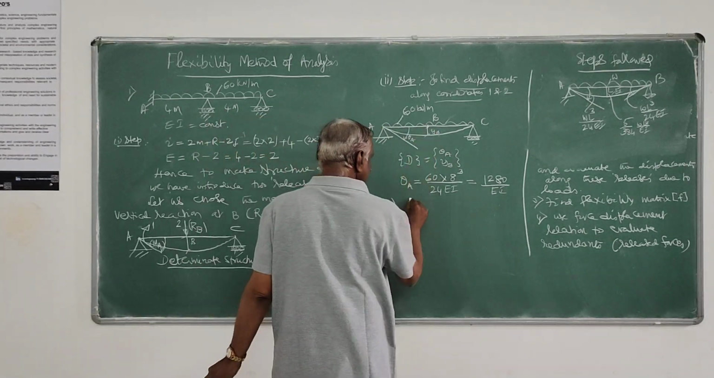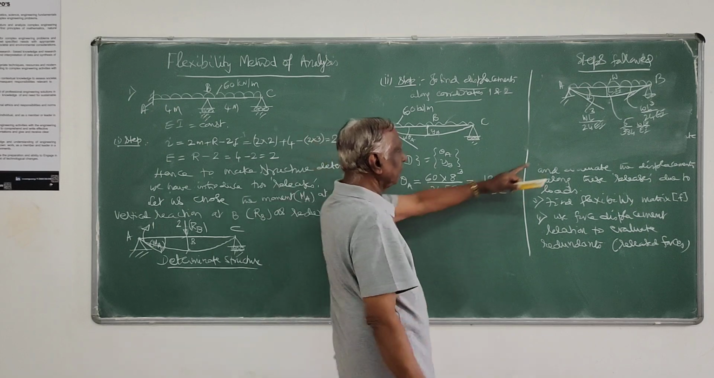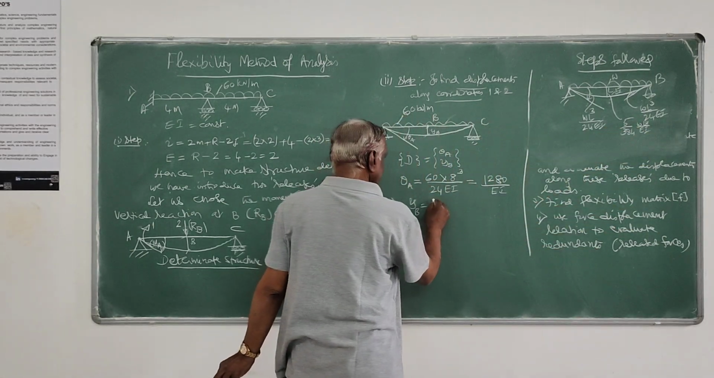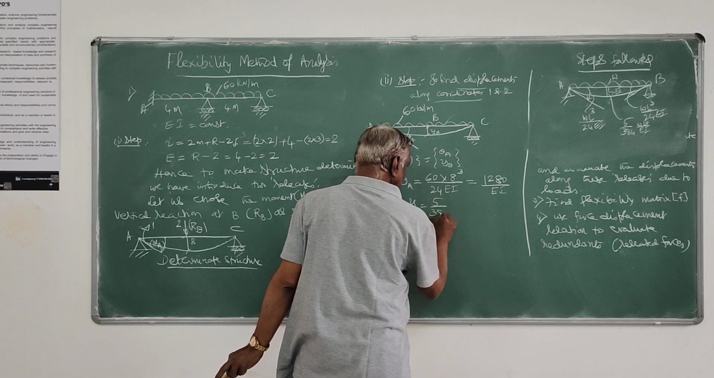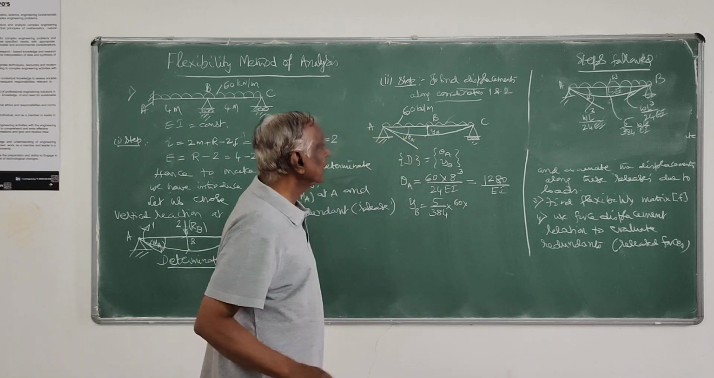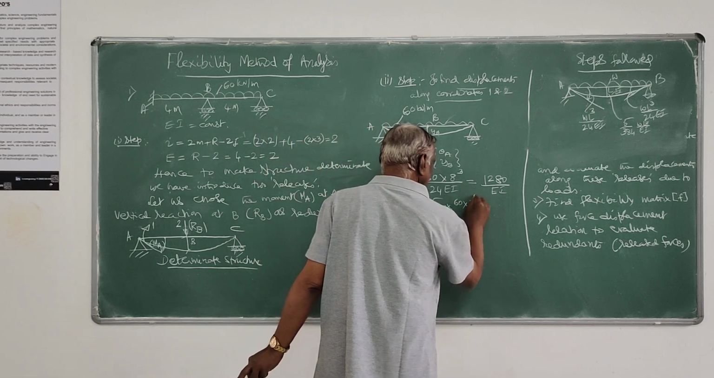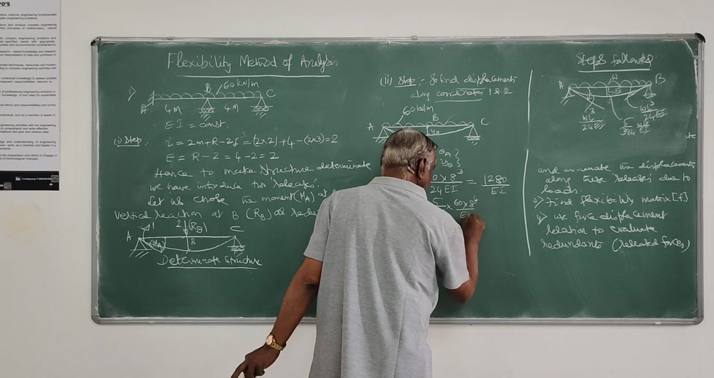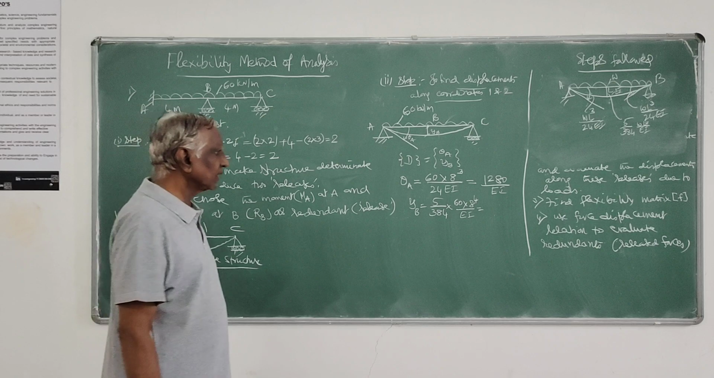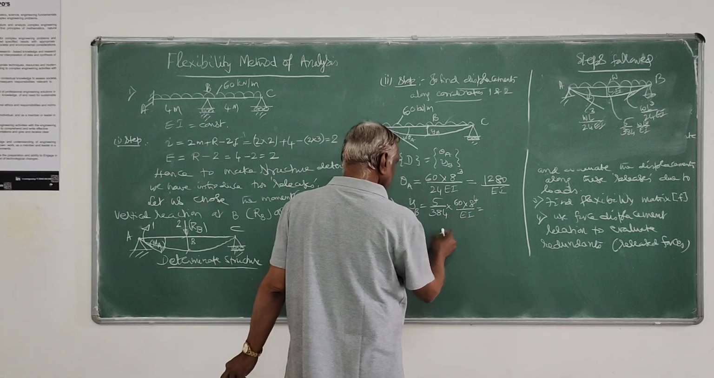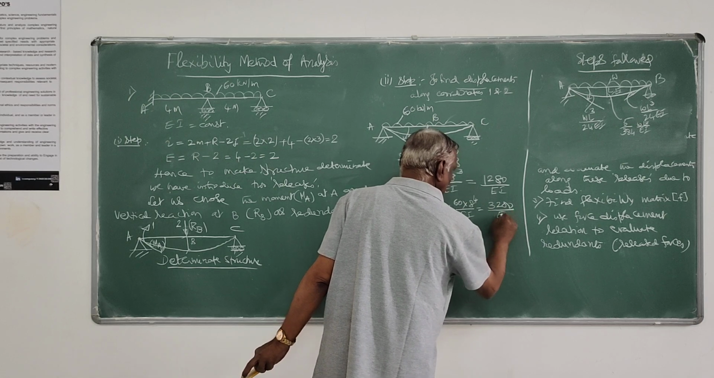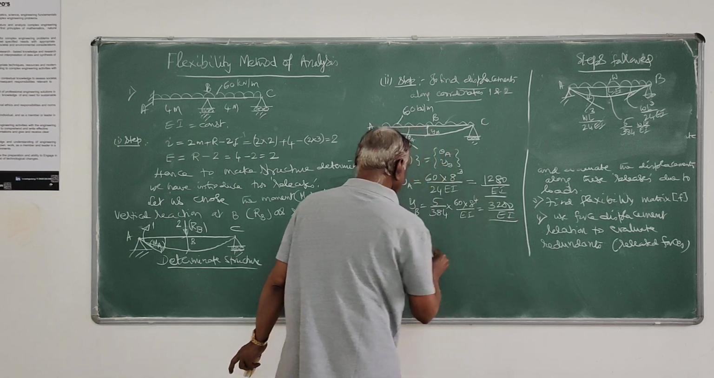On same lines, for this YB, I have one formula. It is 5 by 384 WL4 by EI. So that is 5 by 384, W is 60, into L to the power of 4, that is 8 to the power of 4, divided by EI. If you simplify, you will get 3200 divided by EI. So these are the values.